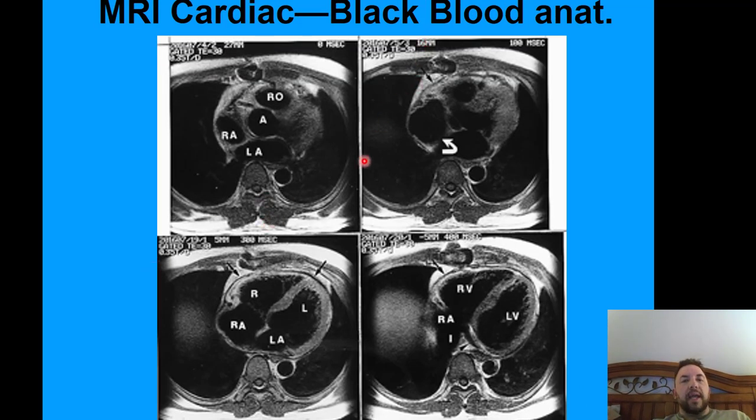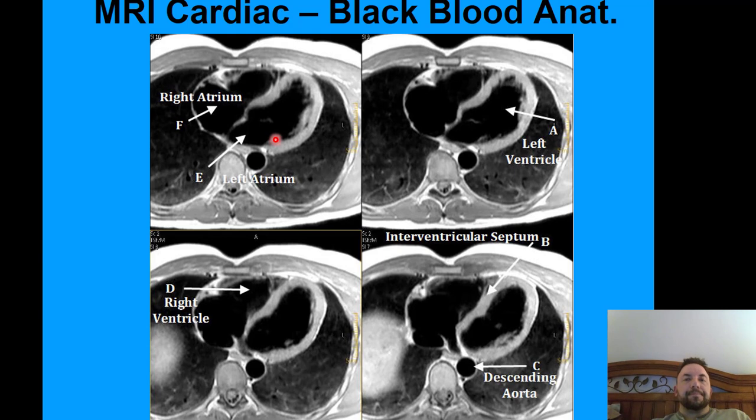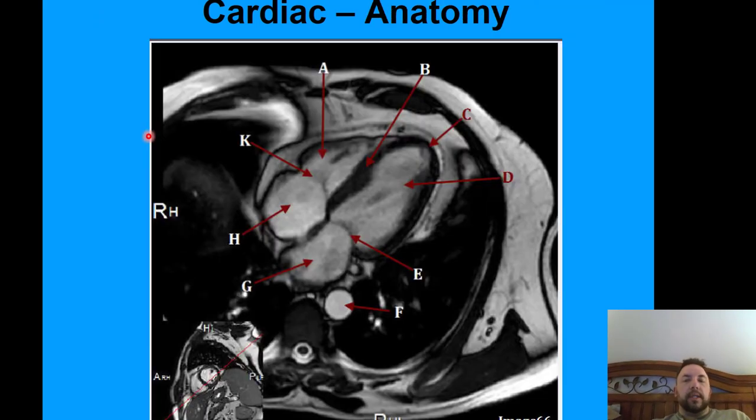Always, the black blood anatomic sequence is important for us to assess the different chambers as we image throughout. Especially, we have the left ventricle, we have the descending aorta, here's the septum in between, we have our right ventricle, here's our left atrium tucked behind here, and then the right atrium here. So our 4 chambers and then some.